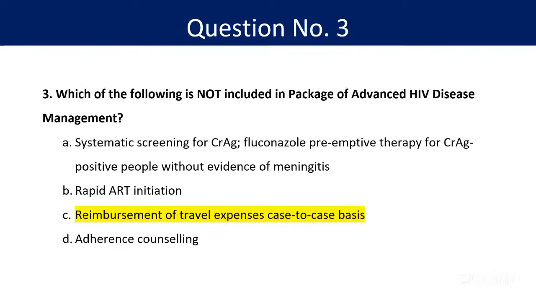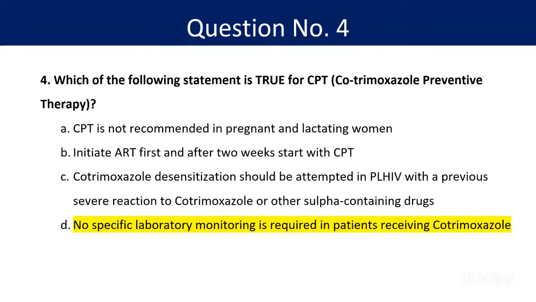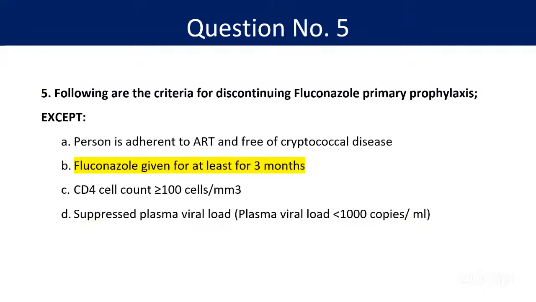The answer is TB. Third question, which of the following is not included in the package of advanced HIV disease management, that is ADM? The answer is reimbursement of travel expenses, case to case basis. The fourth question was, which of the following statements is true for CPT, that is cotrimoxazole preventive therapy? The answer is no specific laboratory monitoring is required in patients receiving cotrimoxazole. Fifth and last question, the following are the criteria for discontinuing fluconazole primary prophylaxis, except: the answer is fluconazole given for at least 3 months.